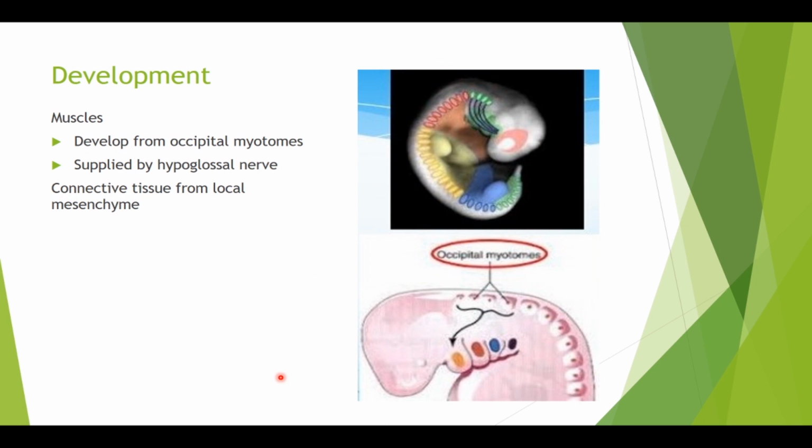Now muscles, they develop from the occipital myotomes, as you can see in the picture over here, and this is supplied by the hypoglossal nerve, that is the 12th cranial nerve, whereas the connective tissue is derived from the local mesenchyme.